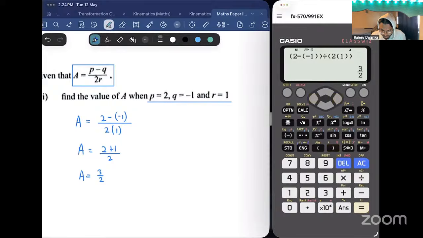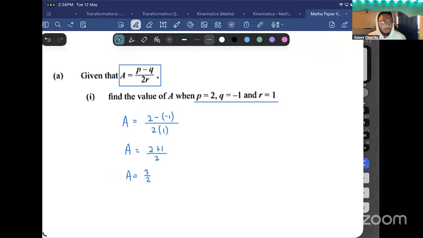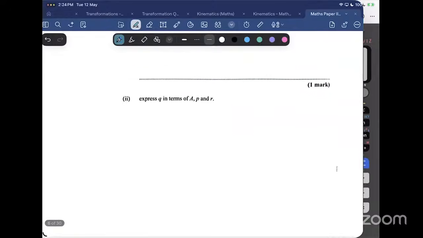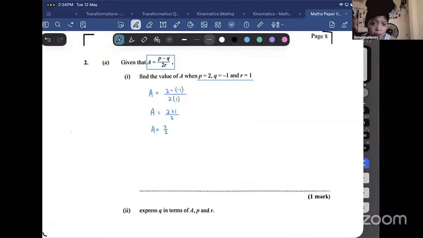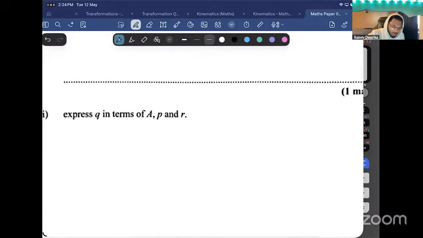Yeah, if you are a Sharp user, you'd have to plug this in. So A will be equal to 3 over 2. Anybody got A is equal to 3 over 2? Yes, sir. I put it as a mixed number. I put it as a decimal. That's fine. All that's fine.